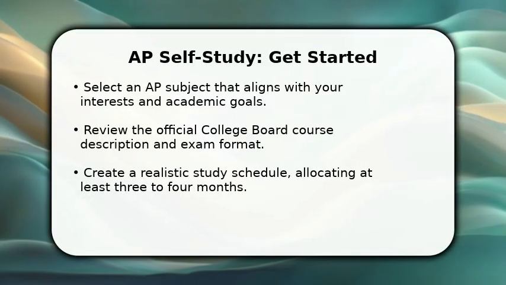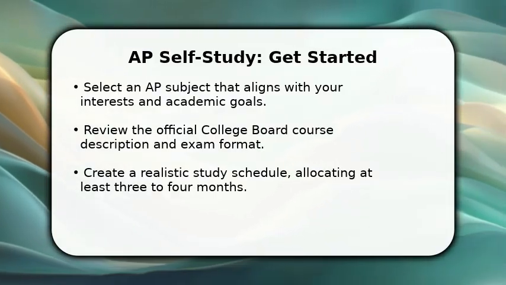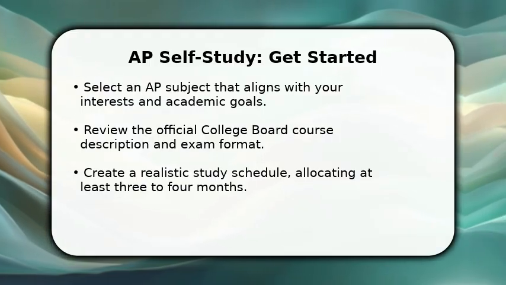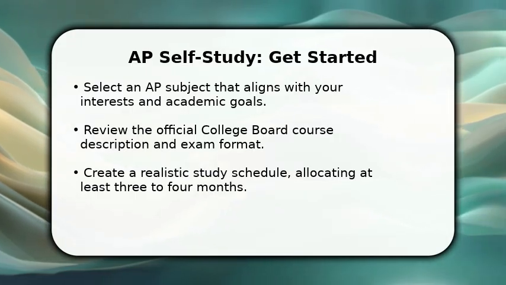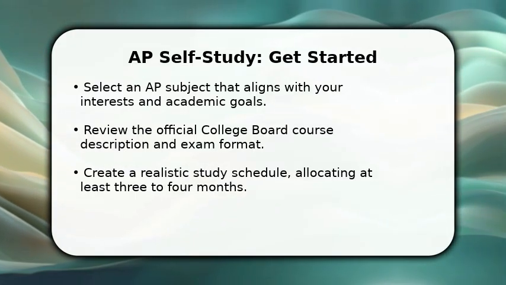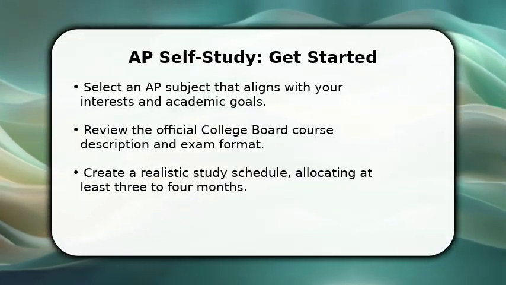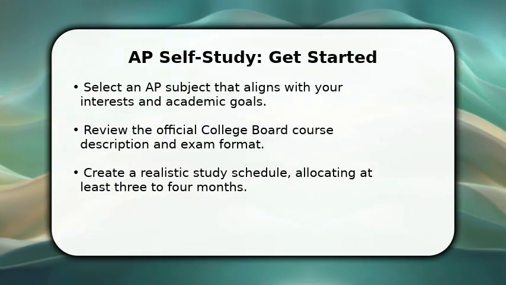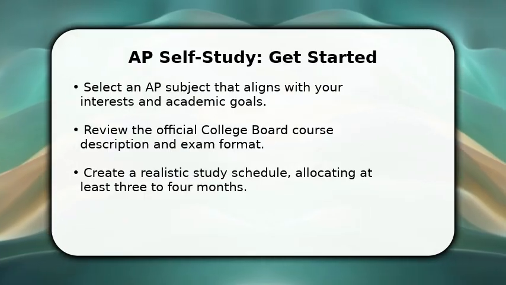In this video, I will explain how to self-study for an AP exam. First, choose an AP subject that genuinely interests you and fits your academic path. Next, thoroughly review the official College Board course description and exam format to understand the content and structure. Then, create a realistic study schedule, aiming for at least 3 to 4 months of preparation. This structured approach will help you cover all necessary material effectively.